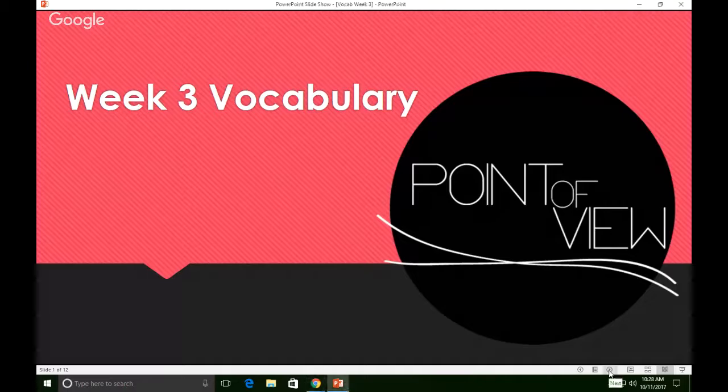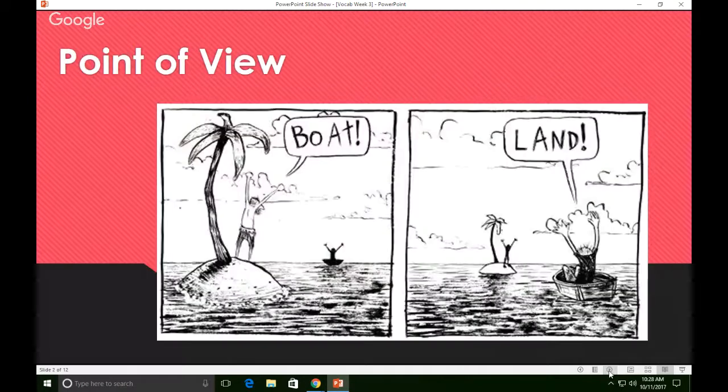First things first, let's just define point of view. Point of view is simply the perspective from which the story is told. And I particularly like this graphic because it's all about perspective, right? The guy who is on the island is excited to see the boat, and the guy who is in the boat is excited to see land. So really all about perspective, the angle that you're looking at things from.